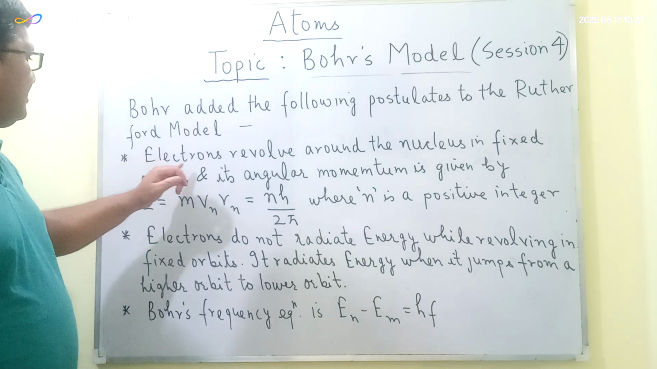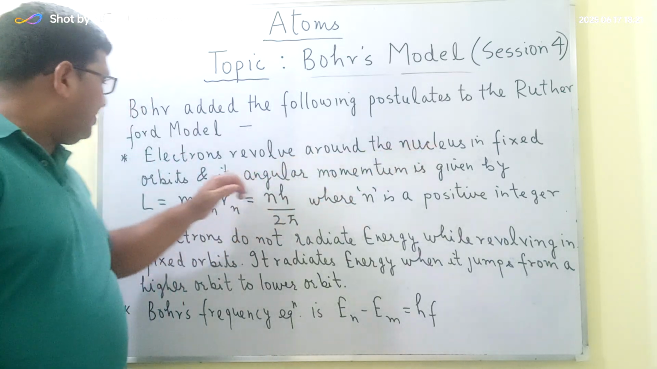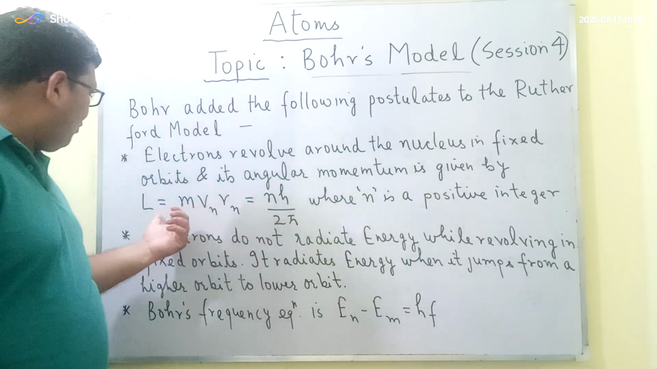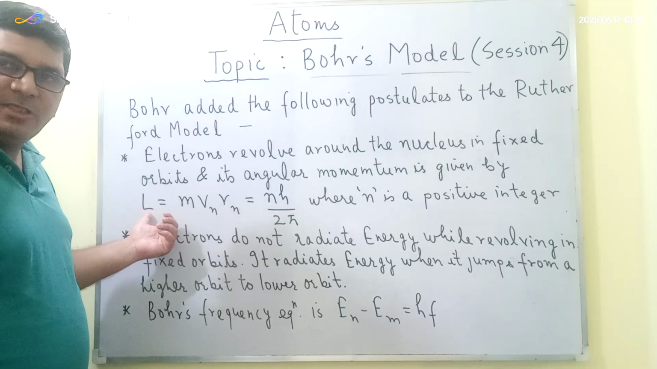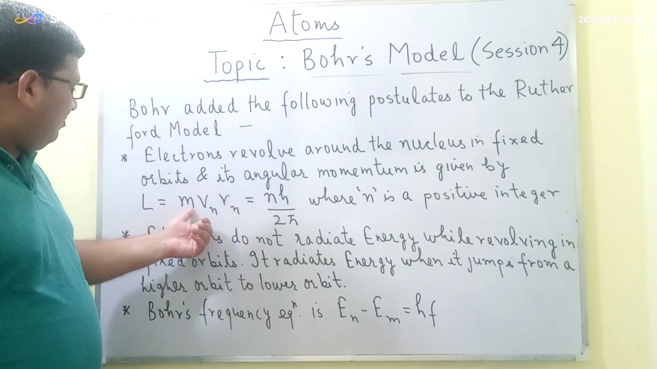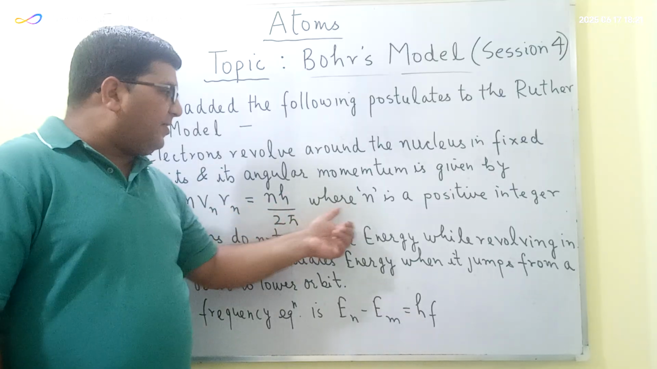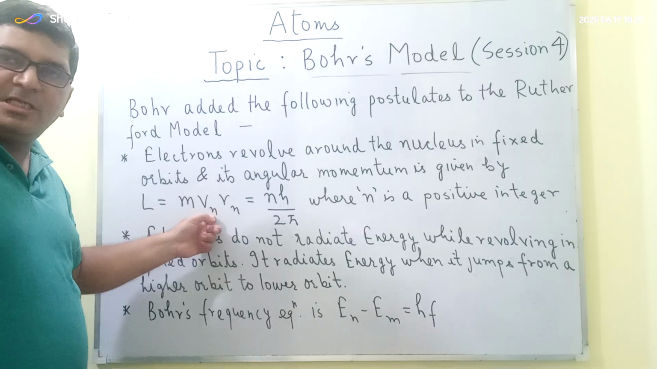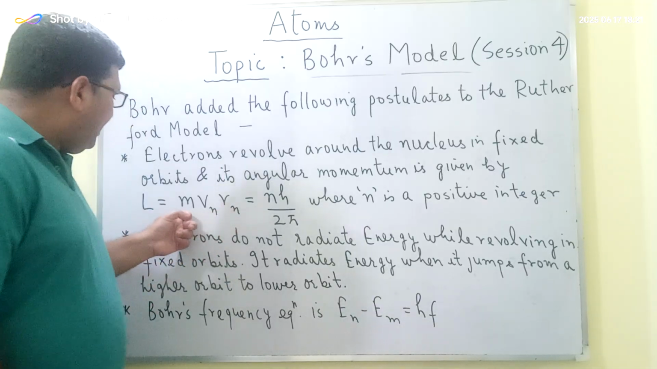The first point here is that the electrons revolve around the nucleus in fixed orbits, and the angular momentum of the electron is given by this formula, that is this angular momentum, which is denoted by capital L. This is equal to m into Vn into Rn. This is equal to nh upon 2 pi, where n is a positive integer, and here Vn is the velocity of the electron in the nth orbit, Rn is the radius of the nth orbit, and m is the mass of electron.